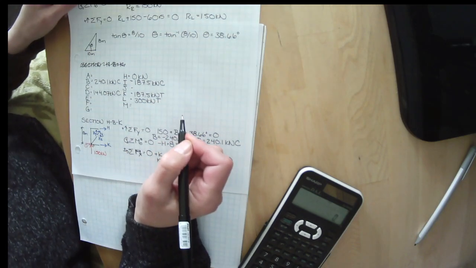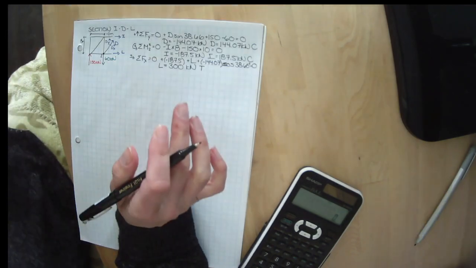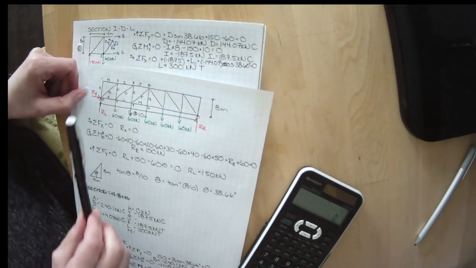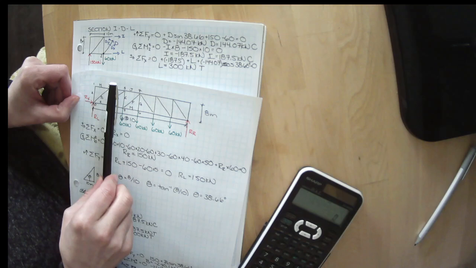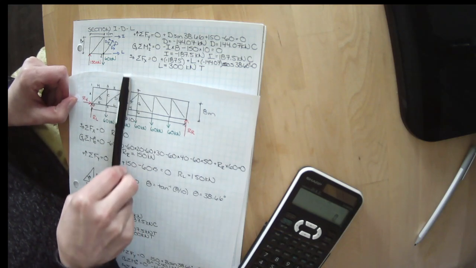So we've got 6 of our 13 forces now. We're starting to get there. We're going to have to do a few more sections. So we've cut through HBK, we've cut through IDL. Let's cut through JFM now.